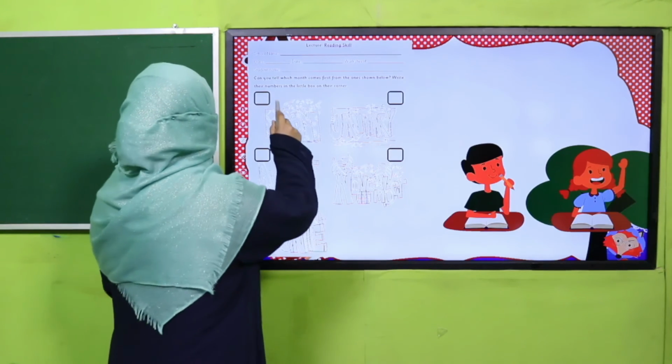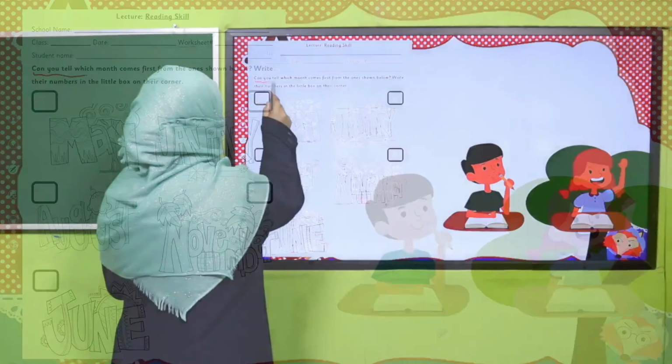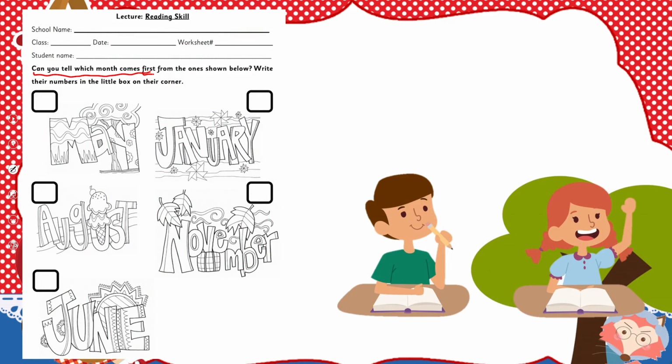What you will do? Can you tell which month comes first from among a group of months? There are a group of months, so you will tell which comes first. Write the number in the box and also color this sheet.